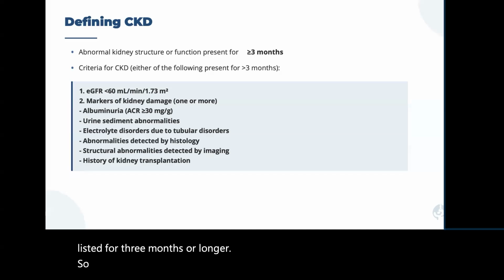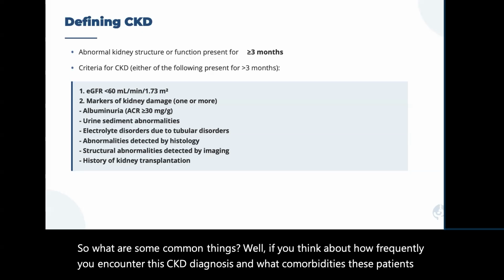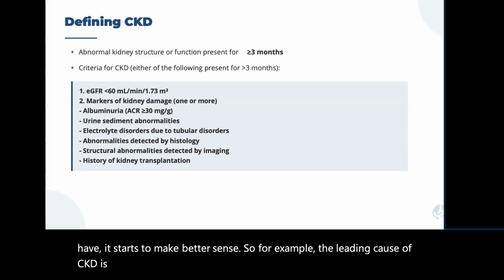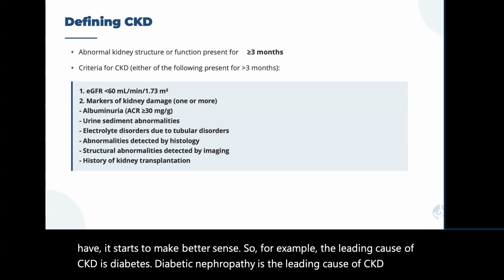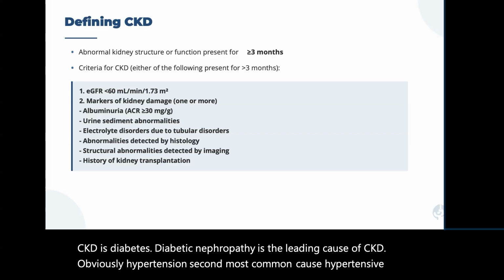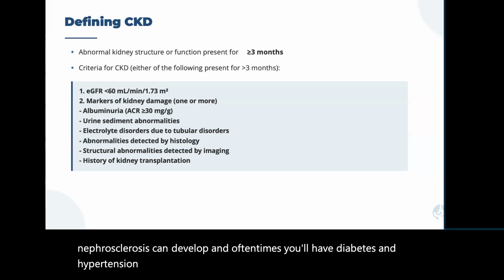So what are some common things? Well, if you think about how frequently you encounter this CKD diagnosis and what comorbidities these patients have, it starts to make better sense. For example, the leading cause of CKD is diabetes. Diabetic nephropathy is the leading cause of CKD. Obviously, hypertension is the second most common cause. Hypertensive nephrosclerosis can develop, and oftentimes you'll have diabetes and hypertension together.